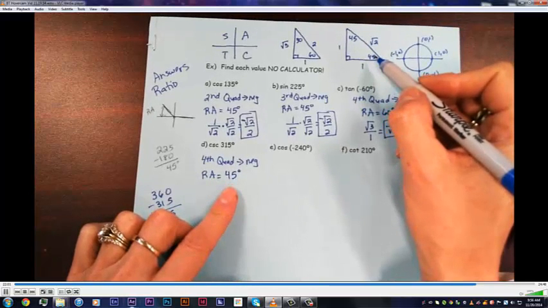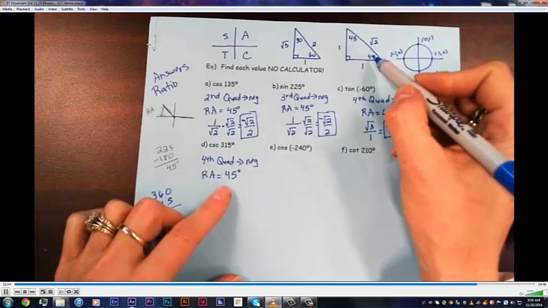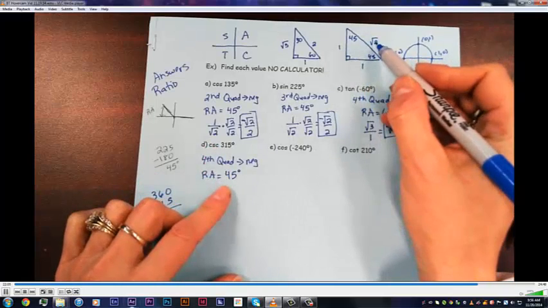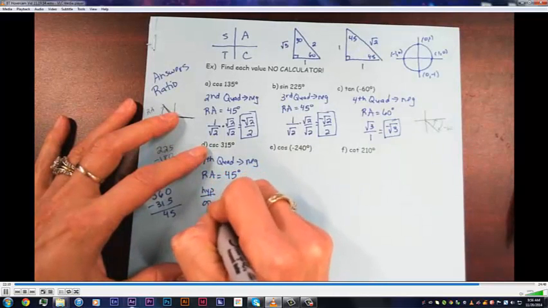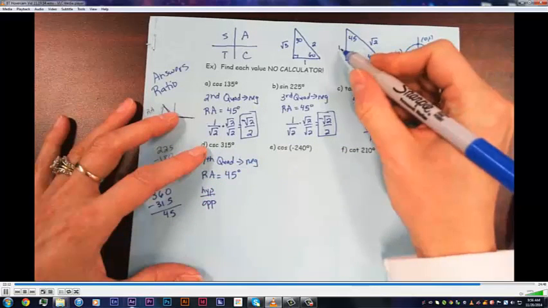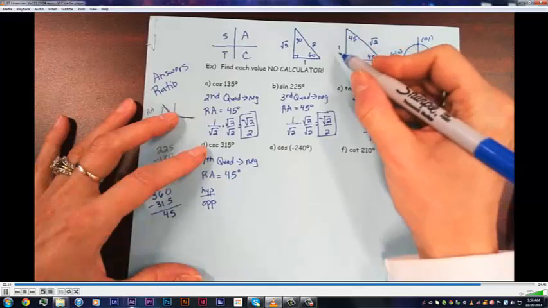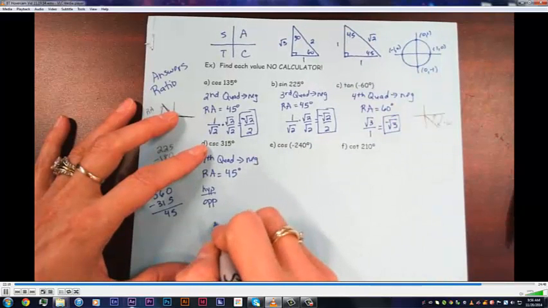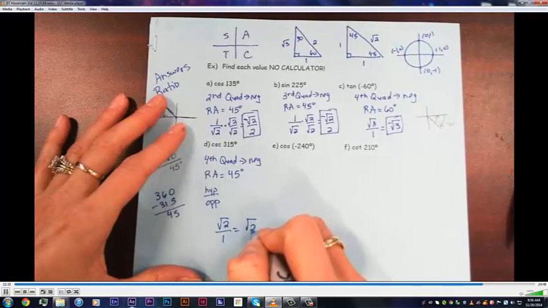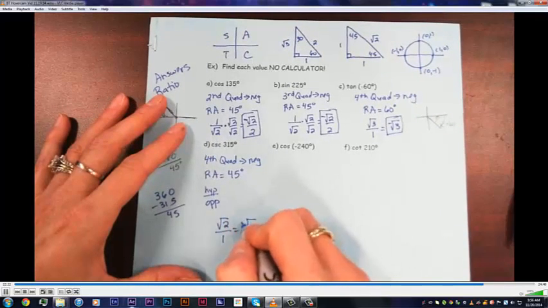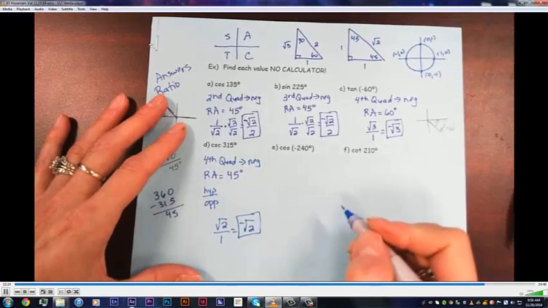Okay, so let's check our 45, 45, 90 triangle to get our ratio. Cosecant is the reciprocal of sine. Sine is opposite over hypotenuse, so cosecant is going to be hypotenuse over opposite. So our ratio is square root of 2 over 1, or just square root of 2, but don't box it till you look up here. It's negative, because we're in the fourth quadrant.